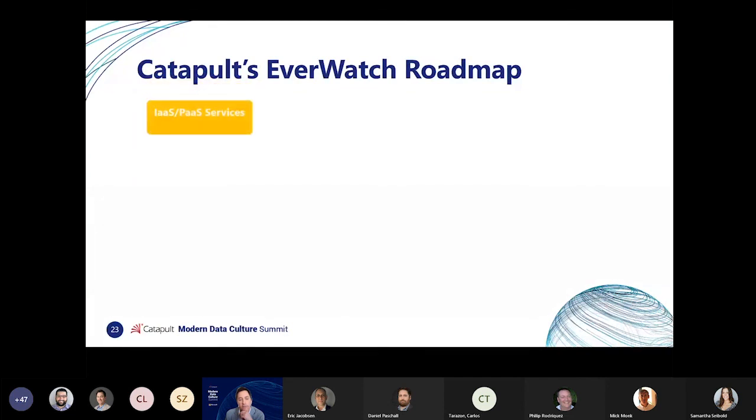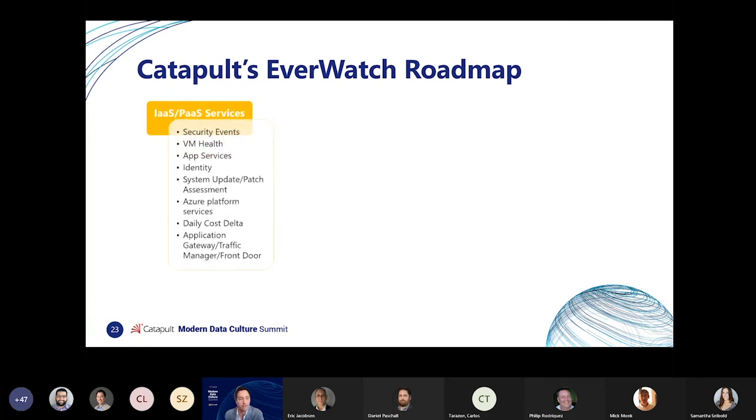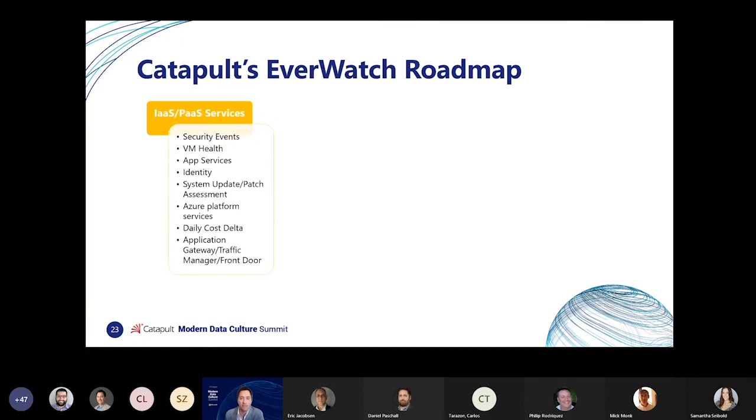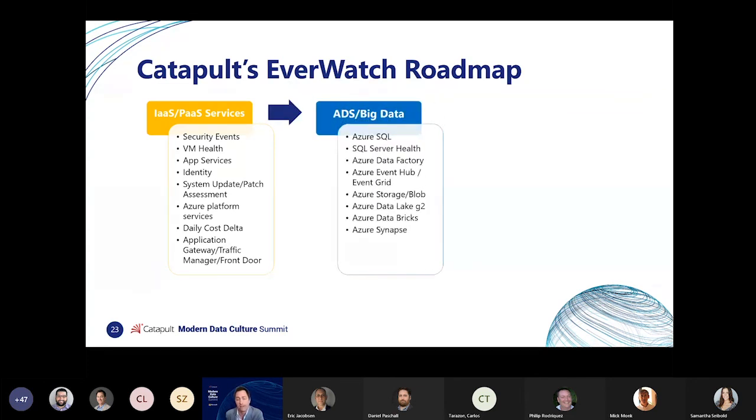So I think, from a capability roadmap and what we see with our customers, it's what we've taken with EverWatch. We started with those core IaaS, PaaS capabilities, things you might expect, obviously VM statistics, app services, application gateways and Front Door, et cetera. And then obviously as our customers moved into this data space, we have quickly followed after with additional capabilities around Azure SQL, around some of the ADS services, Data Factories, Data Lakes, Databricks, and of course, Synapse as well.